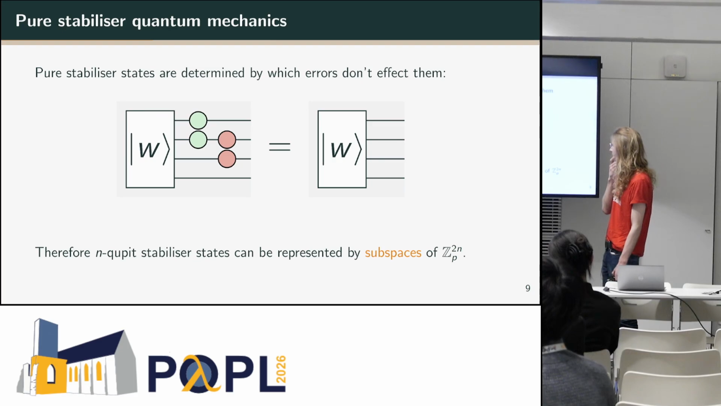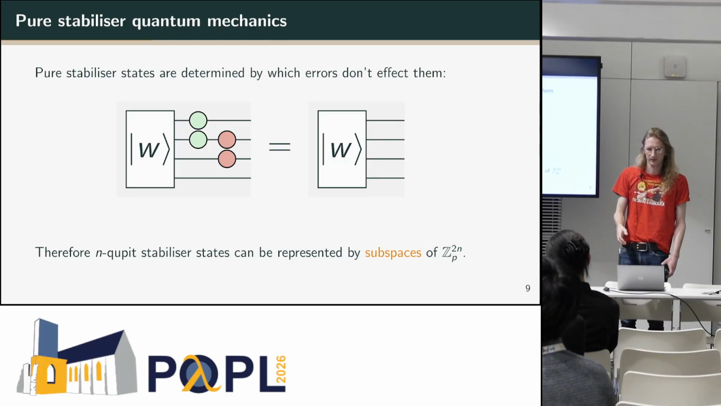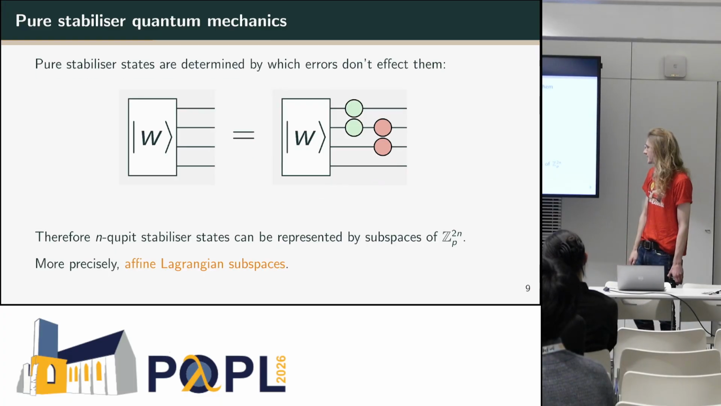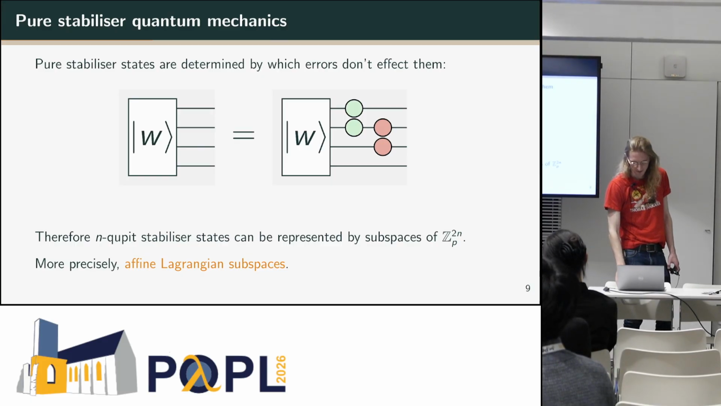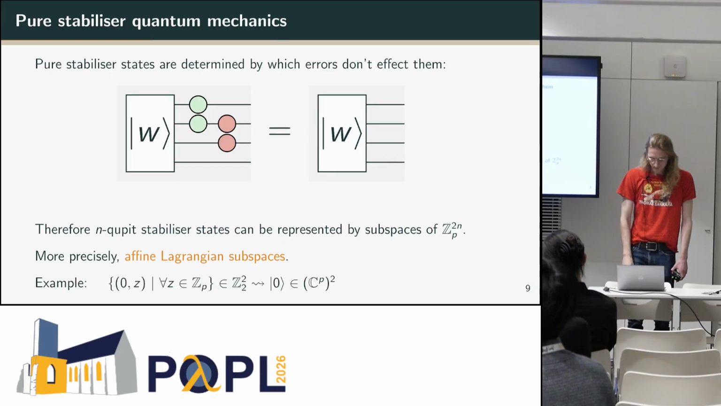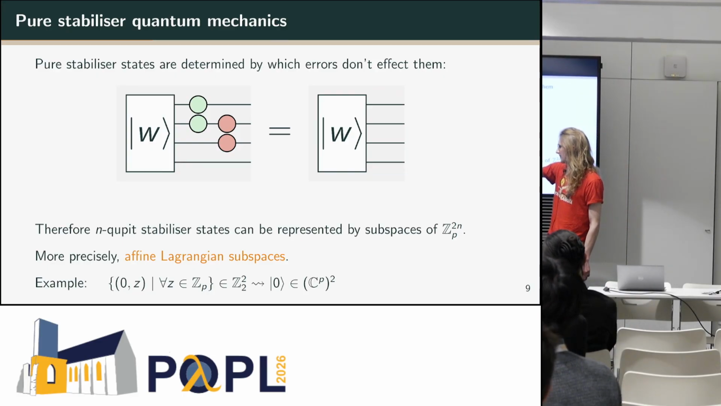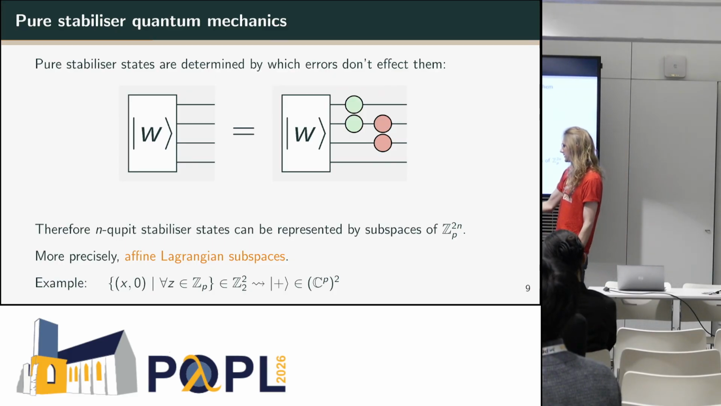From this point of view, we can see stabilizer states as subspaces. So you take all of the Pauli matrices which do nothing together. It's not an element anymore, it's a subspace. And more precisely, it's what's called an affine Lagrangian subspace. So it's a subspace with really nice structure. And here's an example. Ket 0 is such a subspace where the x stabilizers are fixed to be 0 and the z stabilizers can be anything. And similarly for the plus state, you just do the opposite thing. So the z stabilizers are fixed to be 0 and the x stabilizers can be anything.